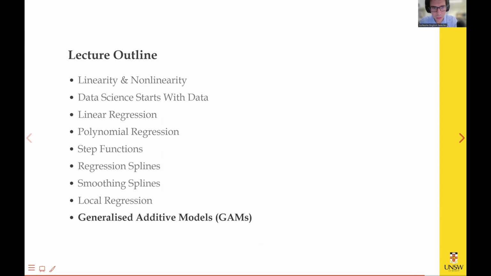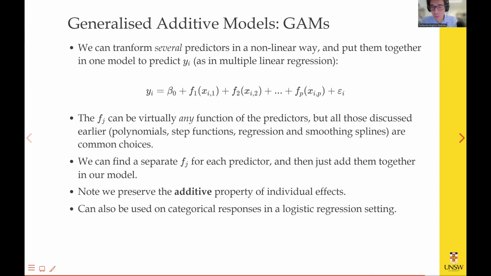Okay. And then the last topic is generalized additive models, also called GAMs. This is where we put everything together and we can fit a multivariate model, meaning that you explain y via several predictors. And all of those predictors, you can potentially transform to have a nonlinear relationship between each of these predictors and y. So we can transform several predictors in a nonlinear way and put them all together in one model to predict y, exactly as we did in linear regression.